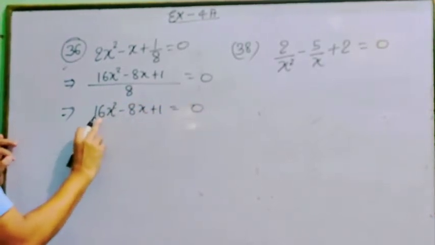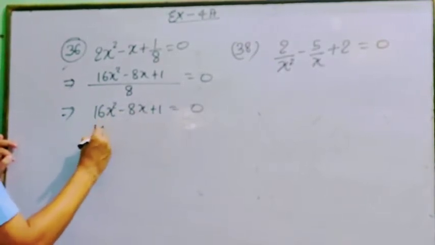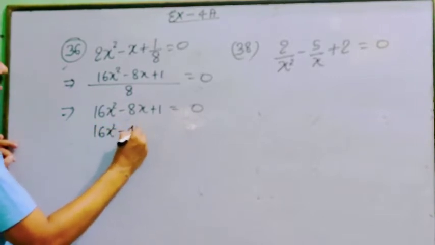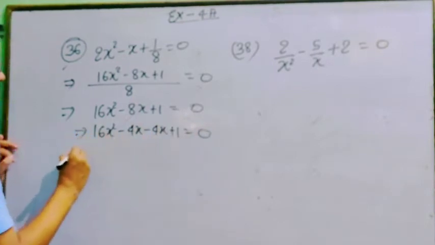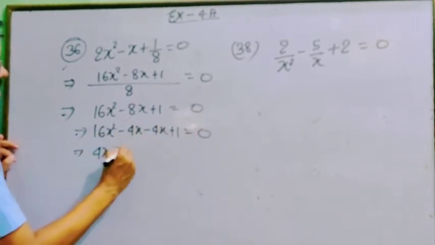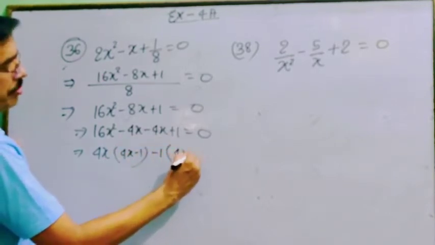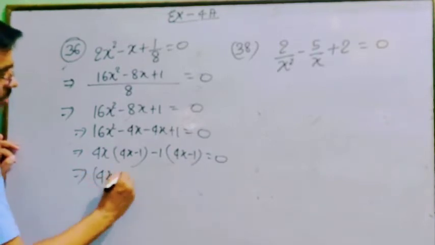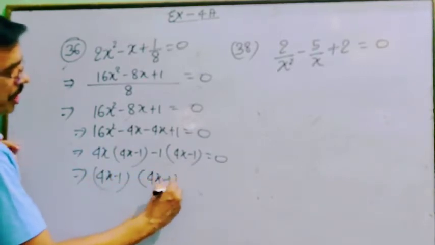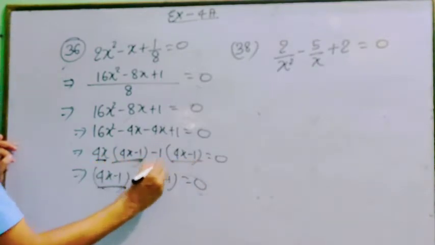Now you solve here 16 into 1, that is 16, you need 8. So 4 plus 4 is 8 and 4 into 4 is 16. So you write here 16x square minus 4x minus 4x plus 1 is equal to 0. Now take common, here is 4x. So it is 4x minus 1. Here is minus 1. Then it is 4x minus 1 is equal to 0. And next is also 4x minus 1 is equal to 0. Because both are equal, so I write here 4x minus 1.